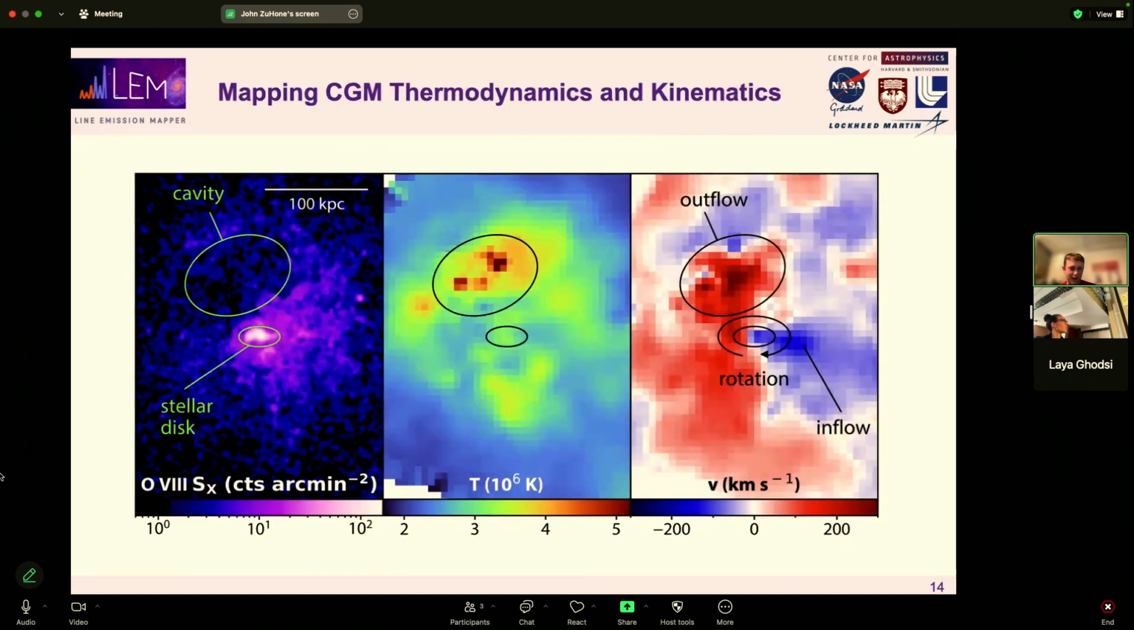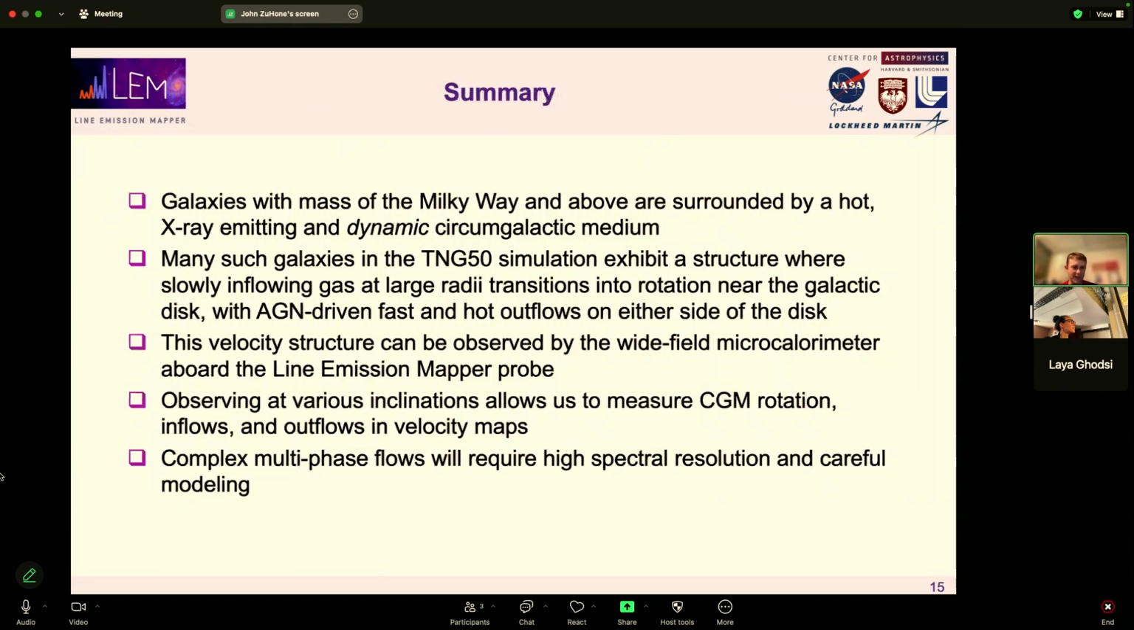So the last slide here, since I see Elna has come back to the screen, is that LEM is called a line emission mapper, and with this technique, you will not only be able to map surface brightness, as you can see in this mock from a TNG galaxy to the left, and see the cavities. You can also map the temperature, and you can also map the velocities, as I've already showed. So it gives a whole new window onto the hot CGM of galaxies that's not been possible before. So that's my summary, and I'll take any questions you have.